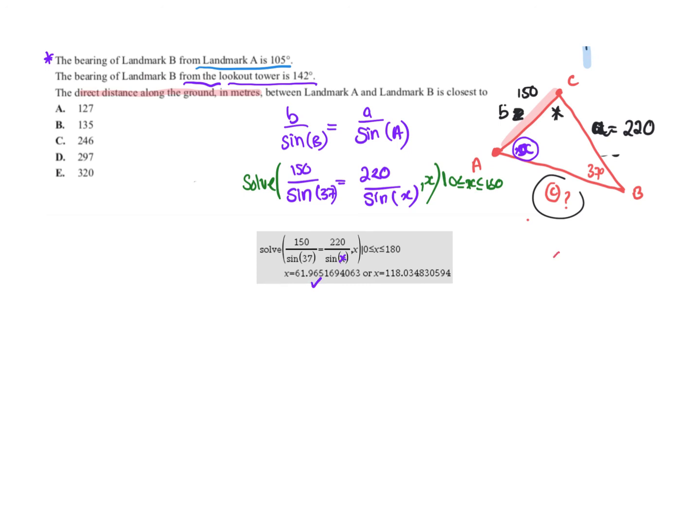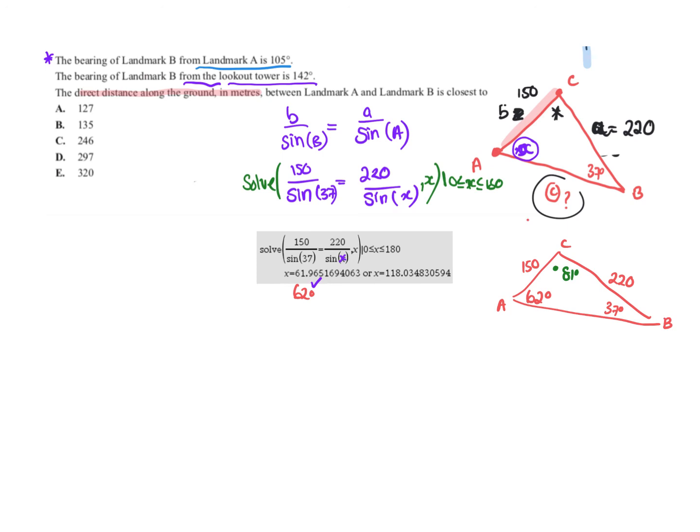So now, if I refresh what we've got, so we know this is 37, we know this is 220, we know this is 150, A, C, B, and we now know, I'm going to round this and say 62 degrees, and I put this in as 62. If we know that is 62, then we know that in here must be 180 minus the 62 minus the 37. So I'll just do that, 180 minus 62 plus 37. So we get 81. So we now know that this is 81 degrees.